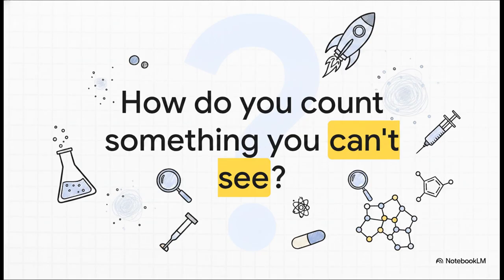But before we really get cooking here, I want you to think about something. How in the world do you count something you can't even see? Seriously, think about it. How do chemists precisely measure and mix these completely invisible atoms to create everything from life-saving medicines to explosive rocket fuel? It feels like magic, right? But as you'll see, it's just pure, brilliant math.